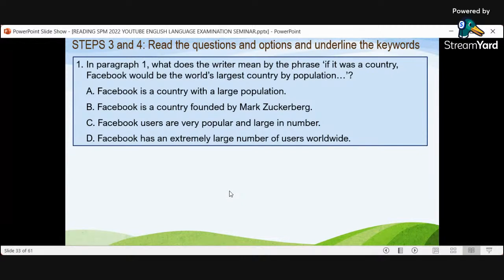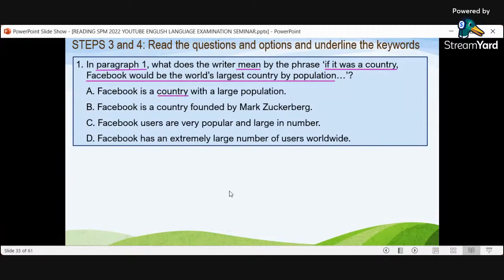In paragraph 1, what does the writer mean by the phrase, if it was a country, Facebook would be the world's largest country by population? And you have 4 options there, whether Facebook is a country with large population, is it a country founded by Mark Zuckerberg, whether it's that Facebook users are very popular and large in number, or it has an extremely large number of users worldwide. So we are looking at paragraph 1. I'm highlighting paragraph 1 to remind myself I only look at paragraph 1. I am not going to bother about the other paragraphs. I need to find out what this sentence or phrase means.